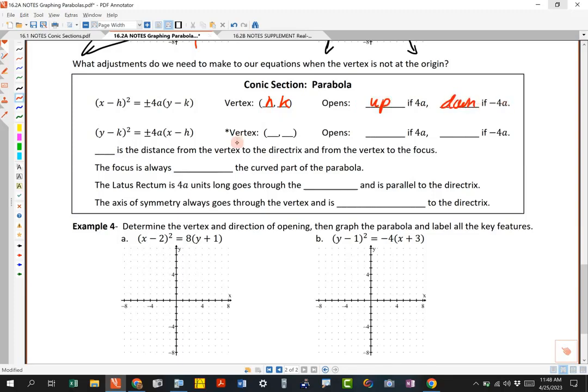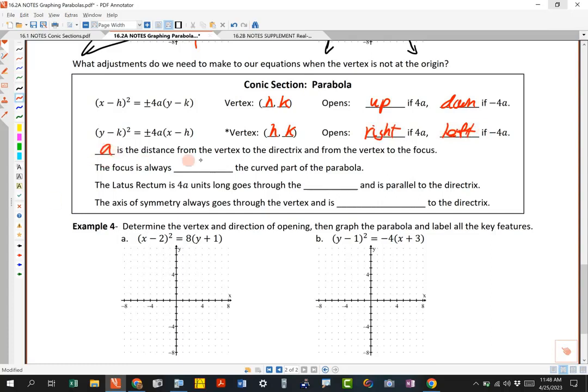Now there's an asterisk by the next one for a good reason. If you just grab this number and put it first and grab that number and put it second, you're going to get it wrong. The h is always with the x, so this still has a vertex at h comma k, but you've got to grab the h because it's with the x, and you've got to grab the k because it will be with the y. Then it's going to open. What if it's positive? Which way would it open? Right. It's going to open right if it's positive, and open left if it's negative.